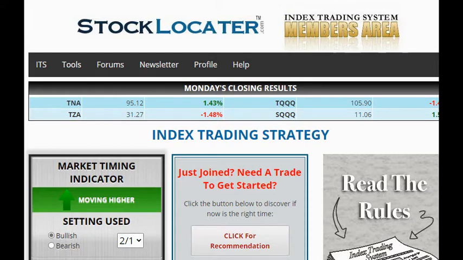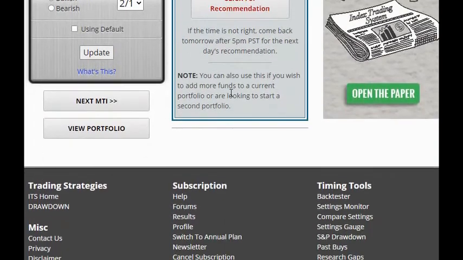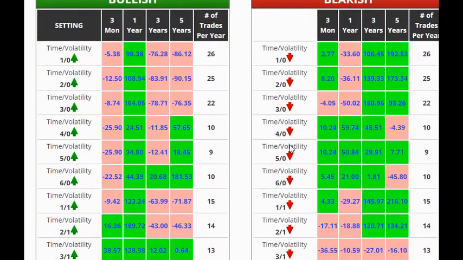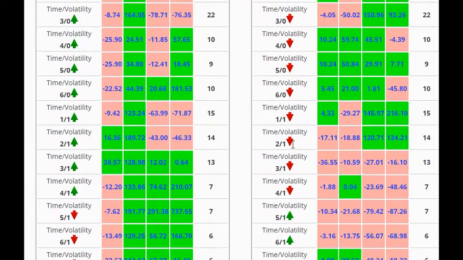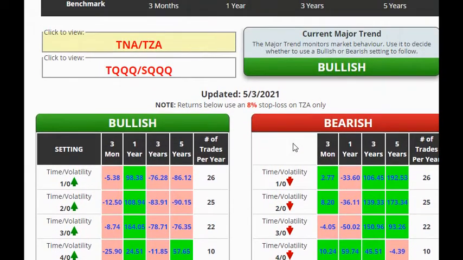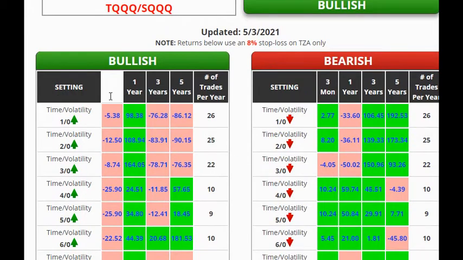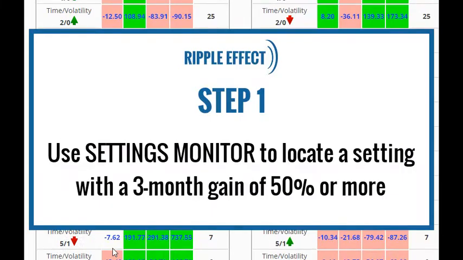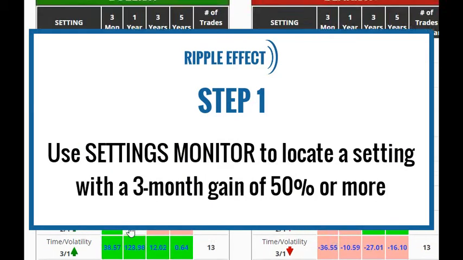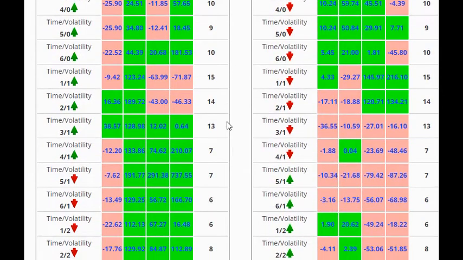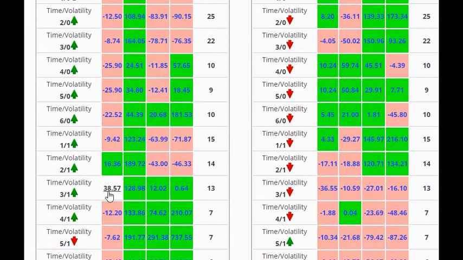So let me go over this briefly, all the different steps you're going to need to do exactly to follow this. So the first thing you need to do is we're going to go to the settings monitor. All right, now what we're looking for in the settings monitor is a setting that has a 3-month return of 50% or more. Okay, so step one is looking for a 50% return in this 3-month column. Okay, so right now the closest one to that is this 3-1 setting right here.